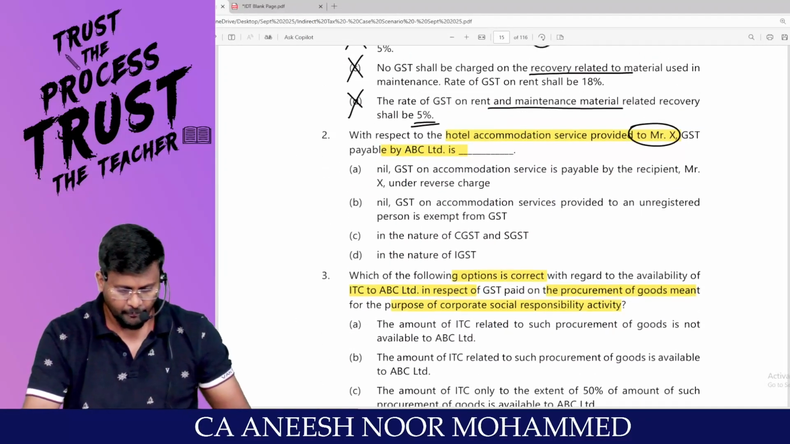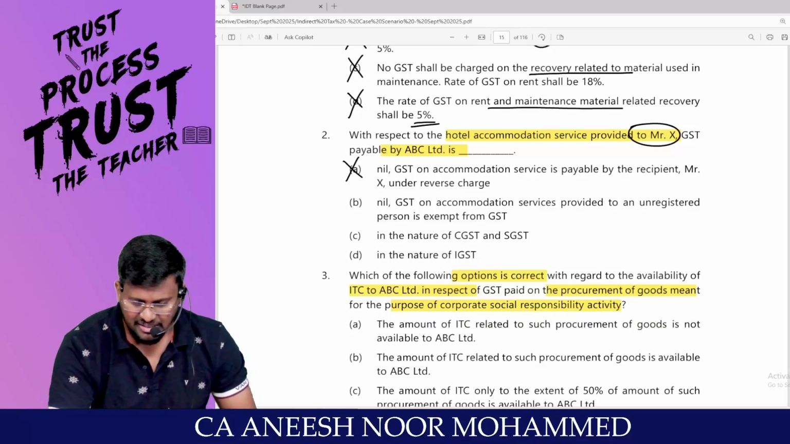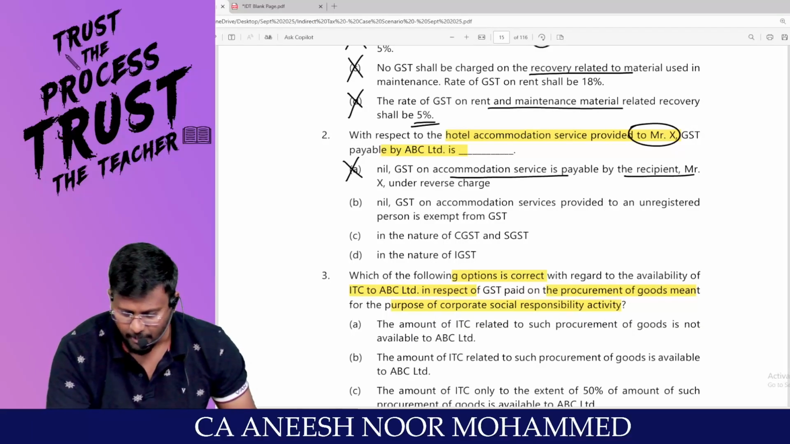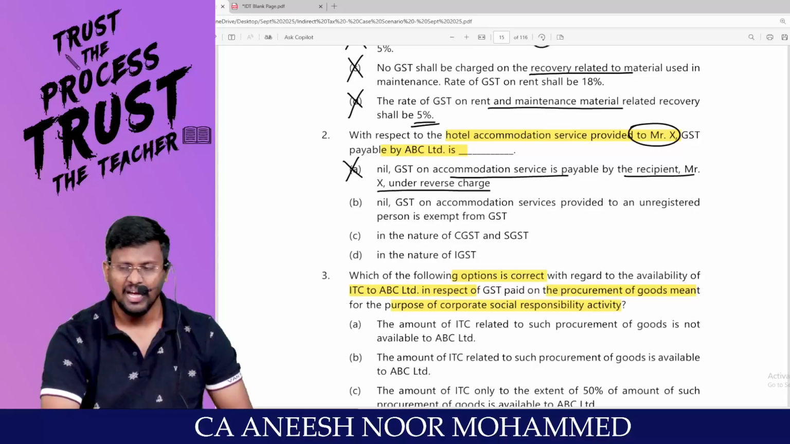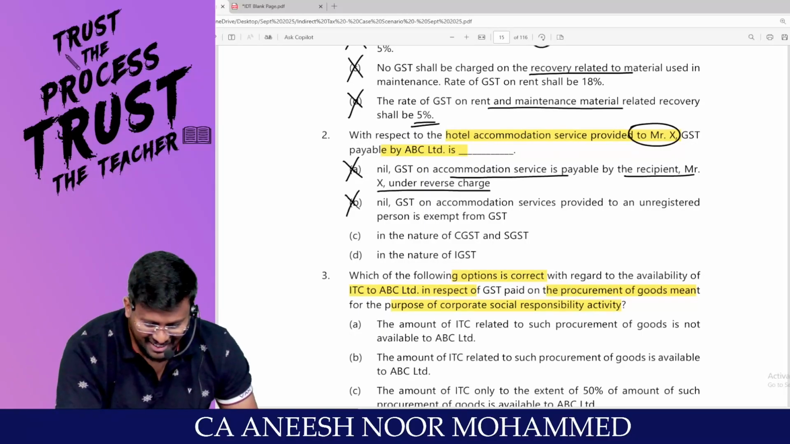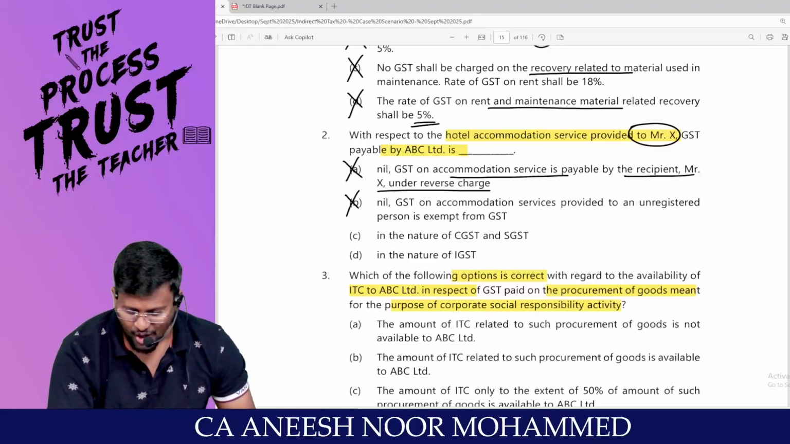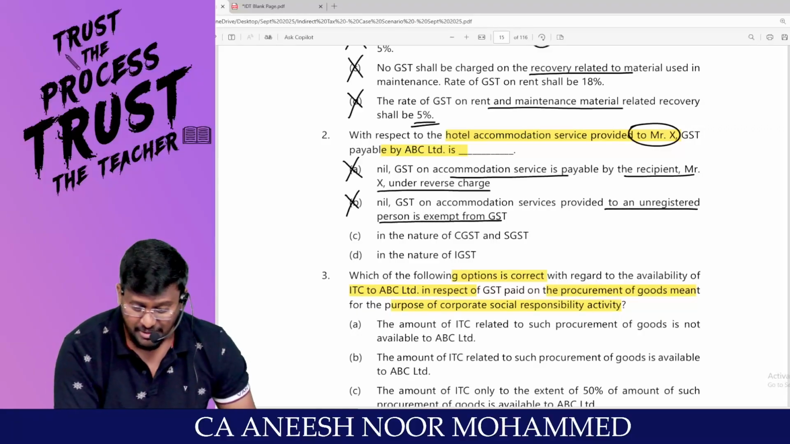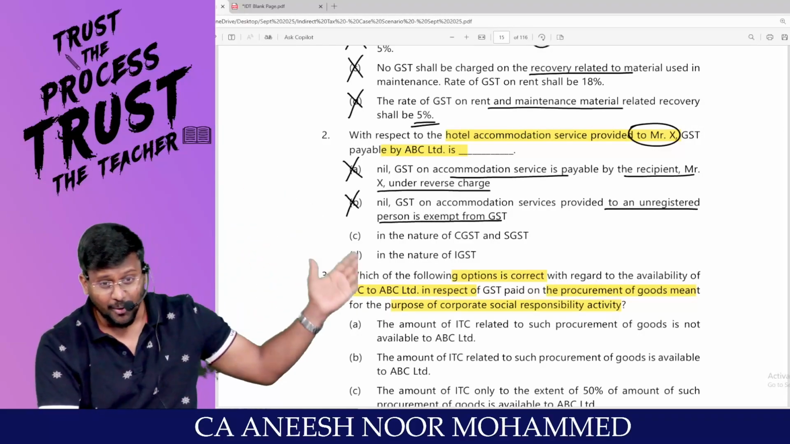Right, sir? Nil. GST on accommodation service is payable by recipient, Mr. X, under reverse charge. Under 9(3) or 9(4), is this category there? No, sir. Nil, that is wrong. GST on accommodation service provided to an unregistered person is exempt from GST. It is not covered in section 11 at all.